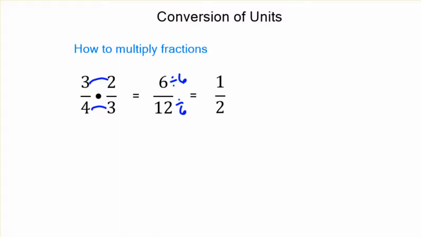Well, there's another way of thinking about it. You could also just cross out what's the same on both top and bottom. And 3 divided by 3 is 1. Also, 2 over 4 is the same as 1/2. Once that step is done, you can again just multiply top times top and bottom times bottom, 1/2.